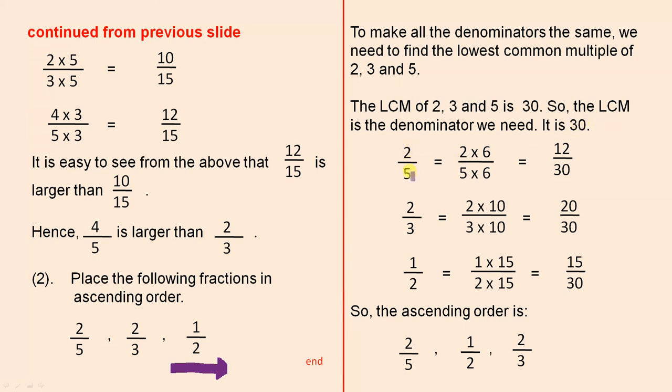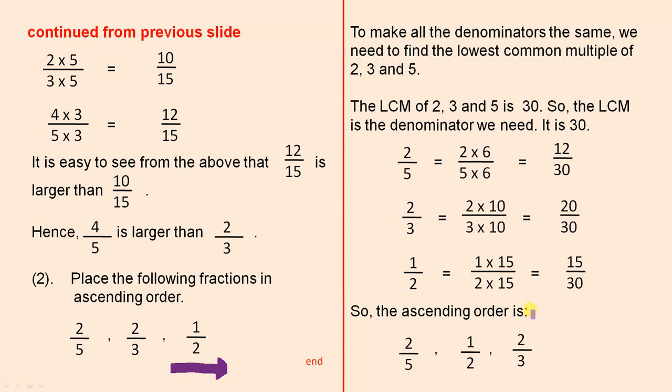Now how do we change 2 over 5 so that it has a denominator of 30? You multiply this 5 by 6, so you multiply top and bottom by 6 over 6. That keeps the value the same. That gives us 12 over 30. How do we make this denominator 30? You multiply it by 10 over 10. That gives us 20 over 30. How do we make this denominator 30? You multiply it by 15 over 15. That gives us 15 over 30.